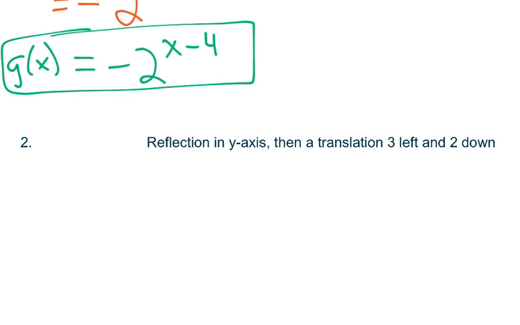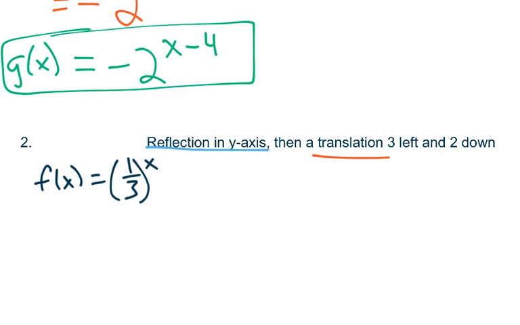Alright, let's try another one here. Number 2. I don't know if I'm going to have enough space for this one, so we're just going to write it down below. f of x is equal to 1/3 to the x power. Okay, we have 3 different transformations here. We got a reflection in the y-axis, then we have a translation 3 left, and 2 down.